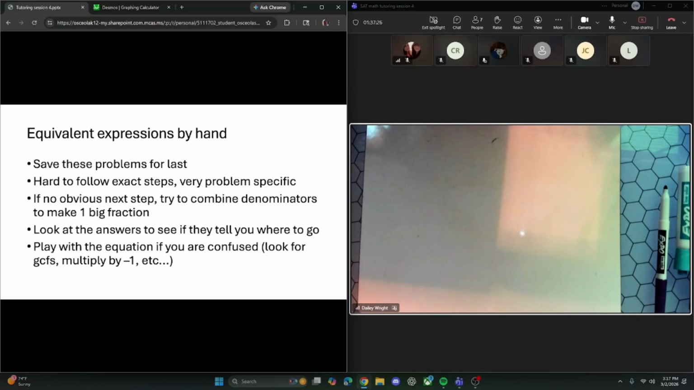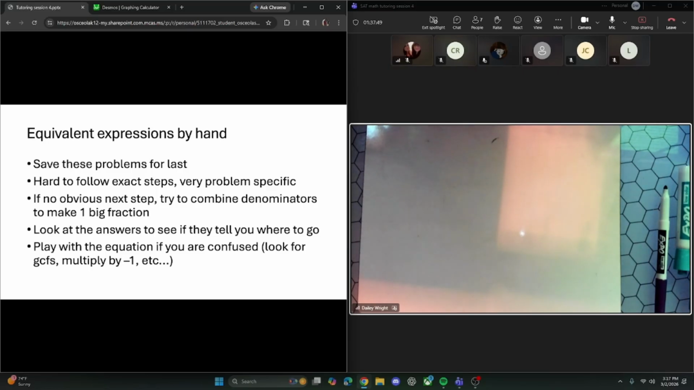Like I said, there are no specific steps for these problems. They're very specific to the problem. And if you can't figure out an obvious next step and this is your last problem, just try to combine denominators, because usually there's going to be more than one fraction and you want to combine those denominators and make it one big fraction. It shows up in a lot of the problems.